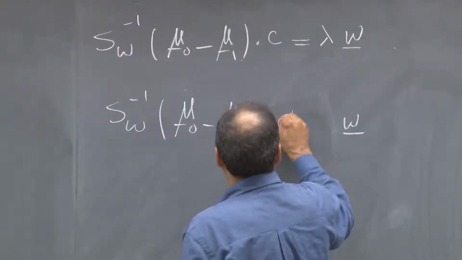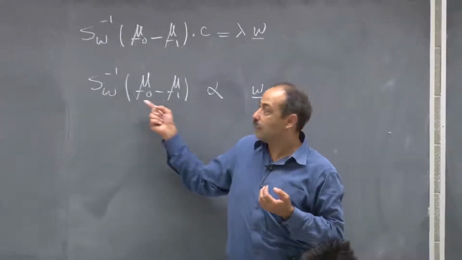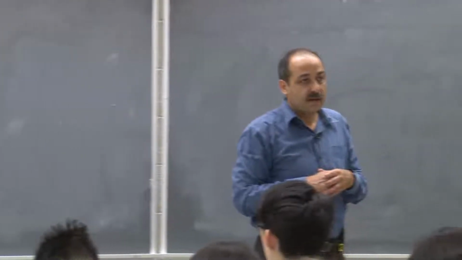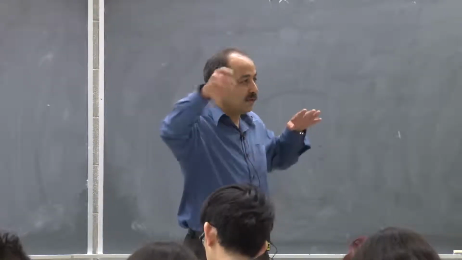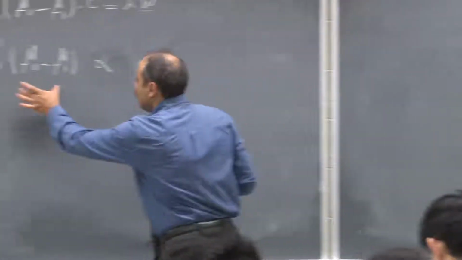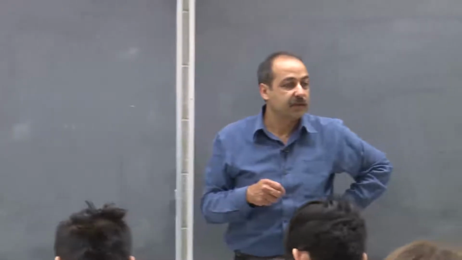I can say that W, anyway, is proportional to SW inverse (mu 0 minus mu 1). Okay? That's the only thing that I care about. I don't care about the length. So I just need to know the direction, and this gives me the direction.